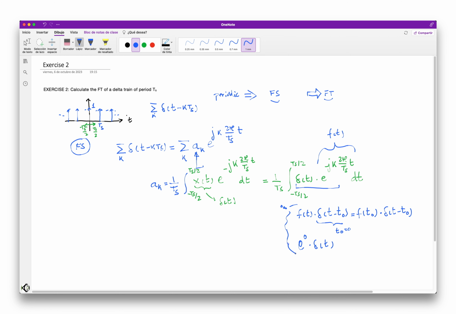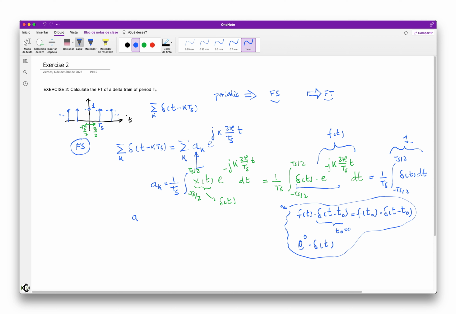Okay, so applying this property here, what we get is 1 divided by Ts, integral between minus Ts divided by 2 and Ts divided by 2, and e to 0 is 1, so in this case we will get delta(t) dt, okay, which is 1, also by the property of the integration of the delta.